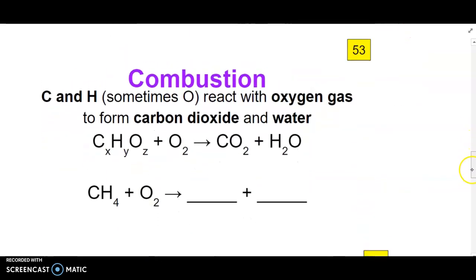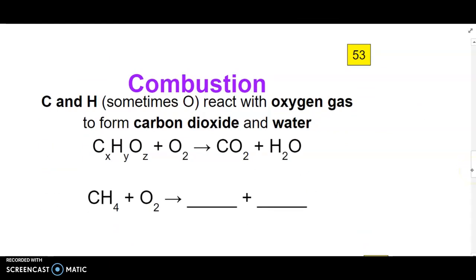Third type here is combustion. That's when C and H and sometimes O react with oxygen gas to form carbon dioxide and water. So for every combustion reaction, when you start with something that's a CH compound and it's going to interact with O2, we know that we get CO2 and H2O. So no need to pull anything apart or try to create new things. If you recognize it as a combustion, CO2 and H2O are your products.